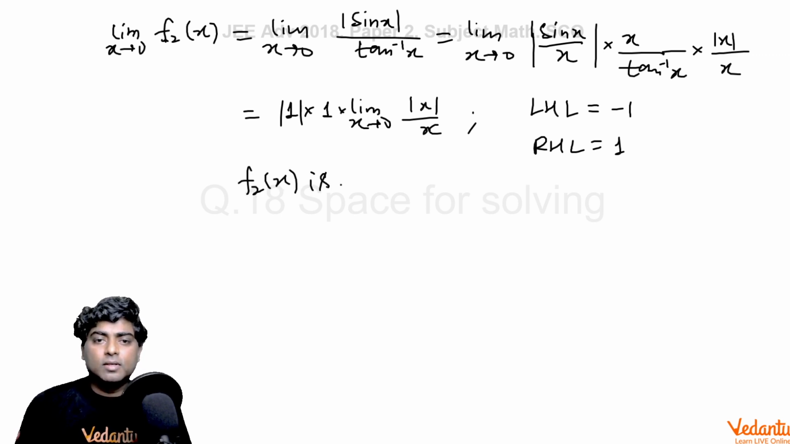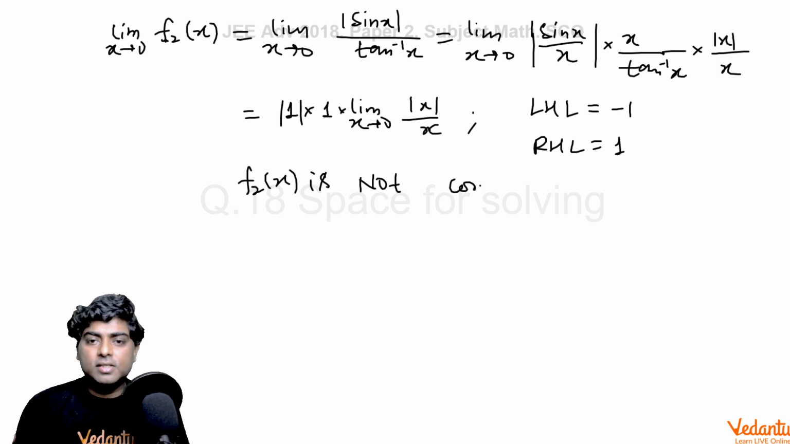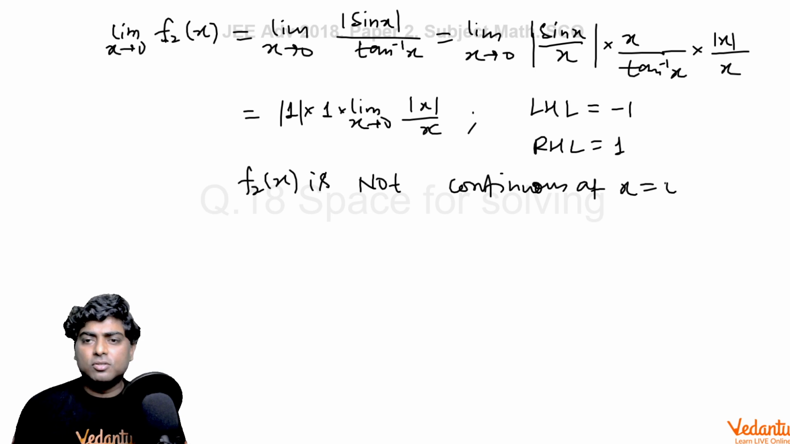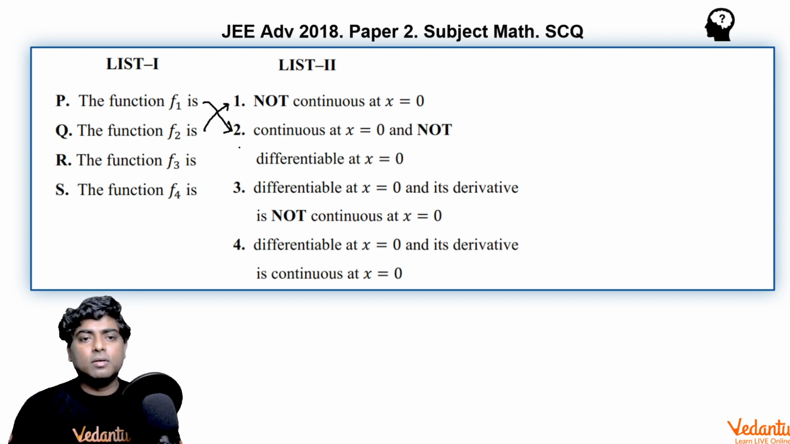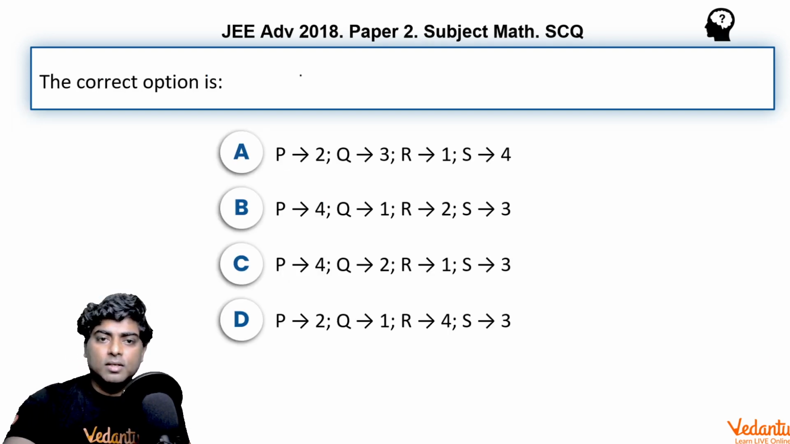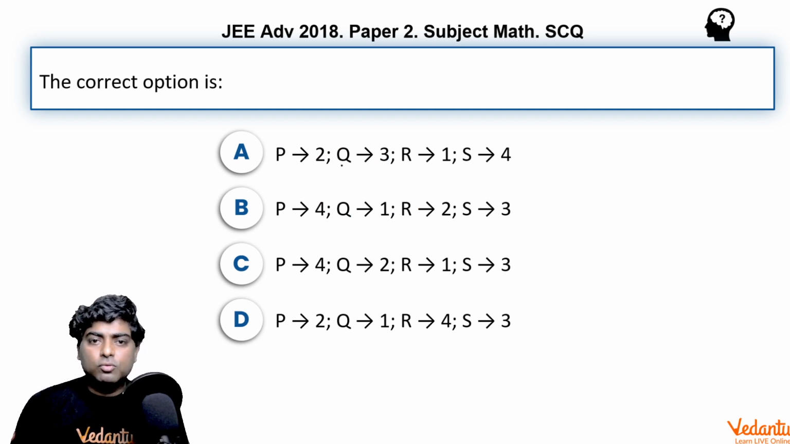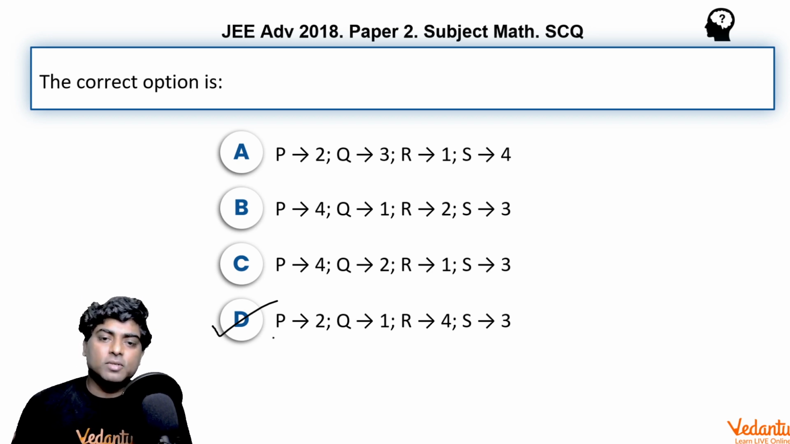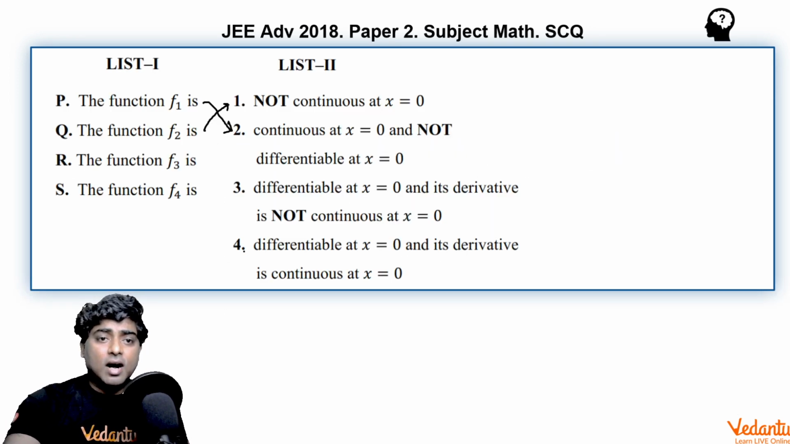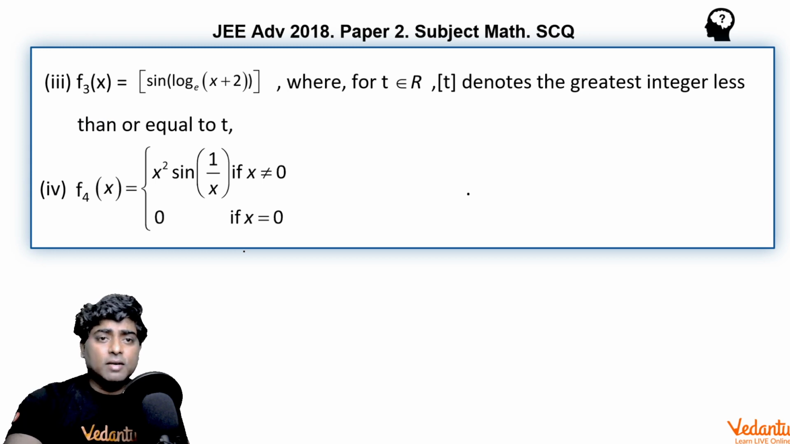f2(x) is not continuous at x equal to 0. So obviously not differentiable also. So coming to the list, f2(x) is not continuous. So P goes with 2, Q goes with 1. Coming to this, P goes with 2, Q with 1 is given in option D. So option D is the final correct option. I mean, in exam there is no need to check R and S, but okay, here we'll discuss the characteristics of R and S, F3 and F4 also.